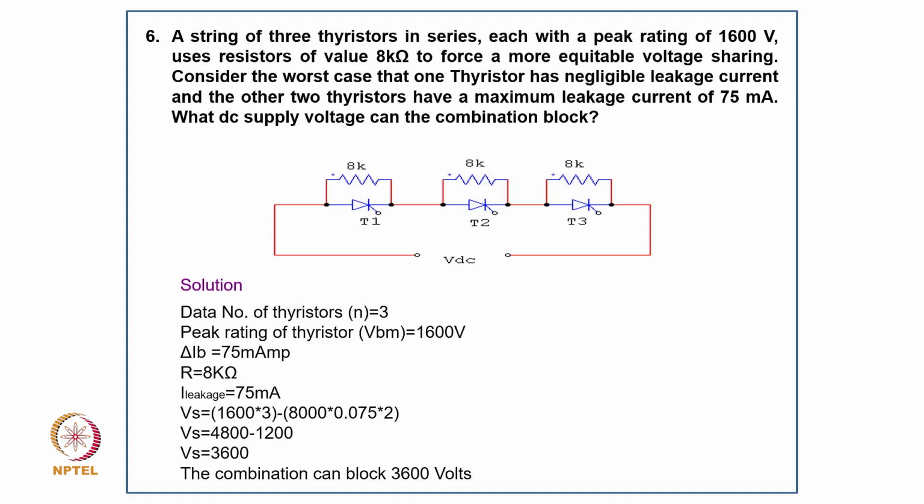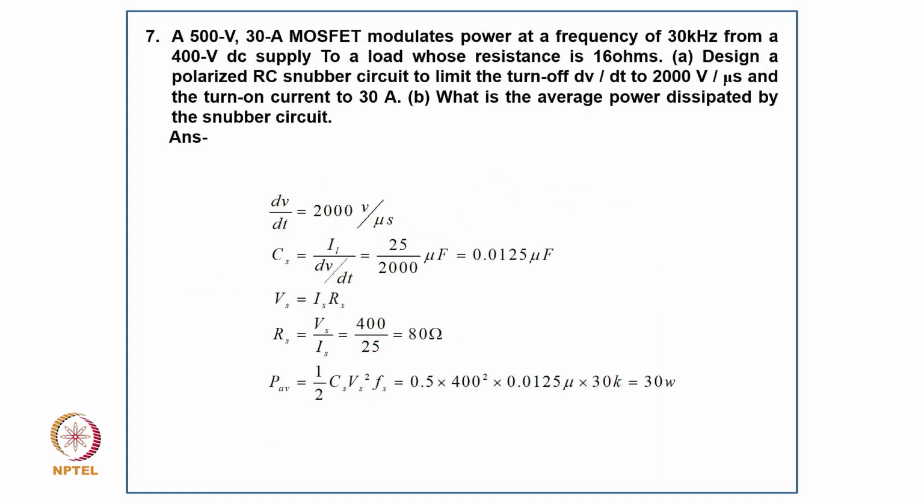What is the DC supply that this combination can block? Here the diagram is shown with the 3 thyristors in series with the voltage applied VDC, with 8K resistors. So data of the 3 thyristors: peak rating of thyristor 600 volt and delta I 75 milliampere, R equal to 8 kilo ohm. So I leakage is 75 milliampere. So you can calculate VS equal to 3600 volt, and the combination can block 3600 volt.